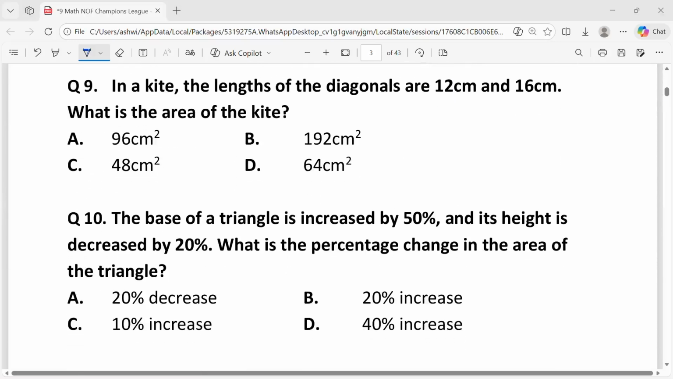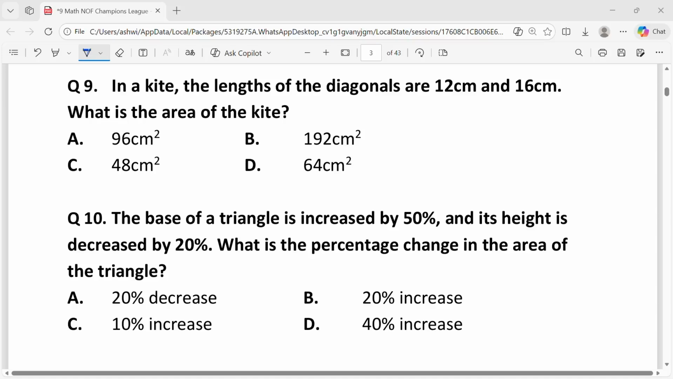Question 9. In a kite, the lengths of the diagonals are 12 centimeter and 16 centimeter. What is the area of the kite? The area of the kite is given by the formula A is equal to 1 by 2 d1 d2, where d1 and d2 are the lengths of diagonals. The given diagonal lengths are 12 and 16.